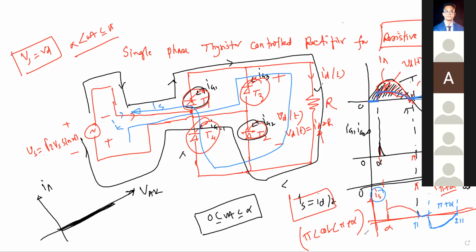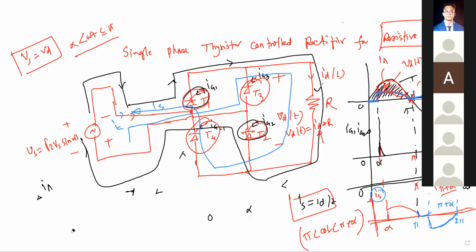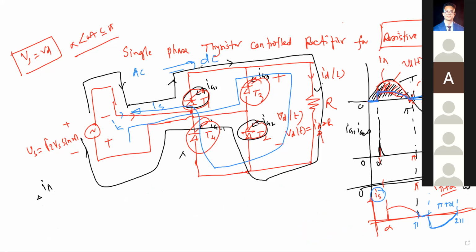Now I'm trying to find out the average value of the output voltage. Our target is to make AC to DC, right? So we want to see what our DC voltage is. VDC, sometimes people call VDO, or I should say V_D alpha, or L equal to 0, whatever. Alpha means that you are applying the firing pulse at omega t equal to alpha.